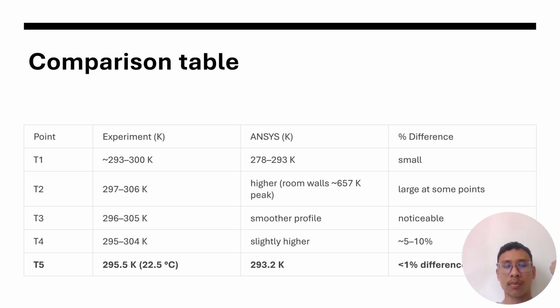Comparison table. Here we can see the comparison table between the experimental and simulated results. The experimental temperature at T5 measured during the practical experiment is shown alongside the temperature from the ANSYS simulation. We can see that there is a noticeable difference between the two values. The simulated temperature is slightly higher or lower, depending on the case.